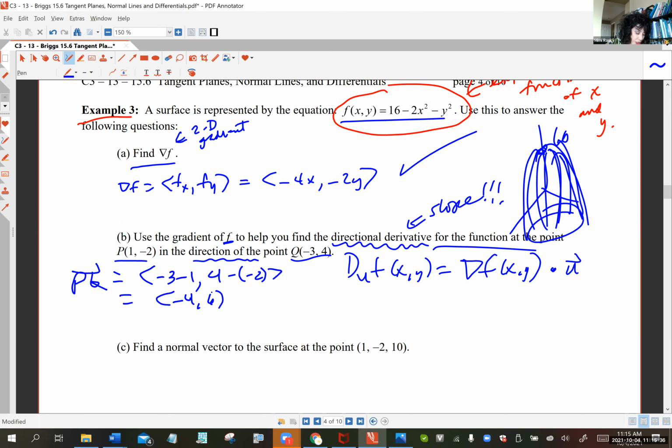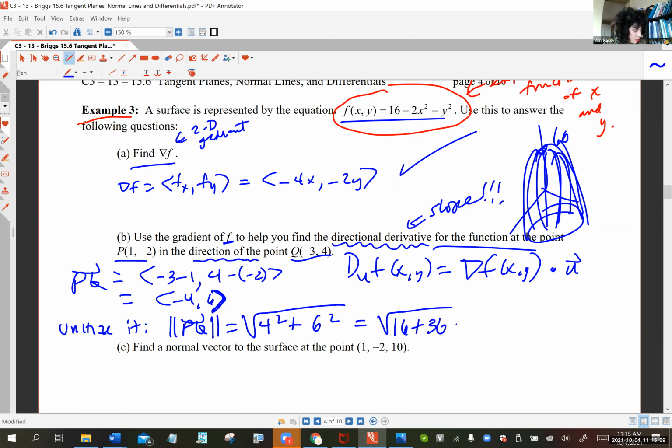And then we're going to, brackets, unitize it, because you've got to have a unit vector anytime you're doing that directional derivative. No partial credit. Sorry, can't do it. So if we find the magnitude of PQ first, square root of 4 squared plus 6 squared, square root of 52. Oh, well, we could play 52 pickup. And when I simplify that, it's 2 square root of 13.